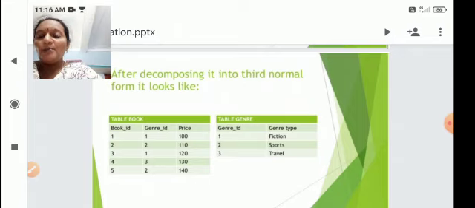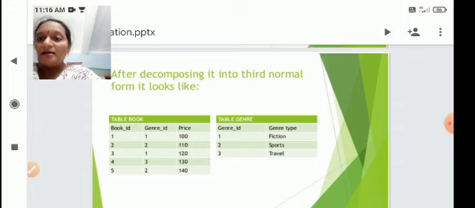When we decompose any table into multiple tables, we don't get any data loss. So we are dividing into two tables: table book and table genre. One table has book ID, genre ID, and price. Another table has genre ID and genre type.